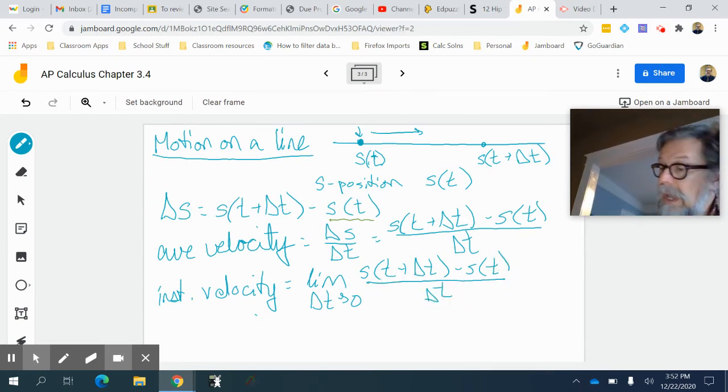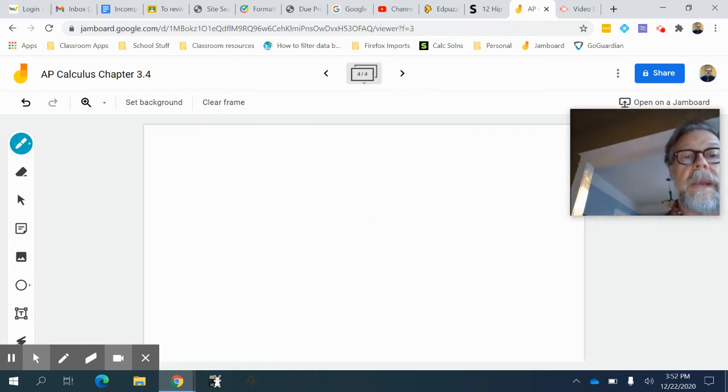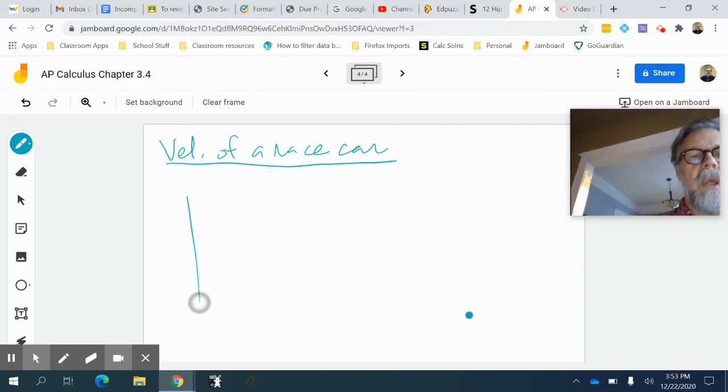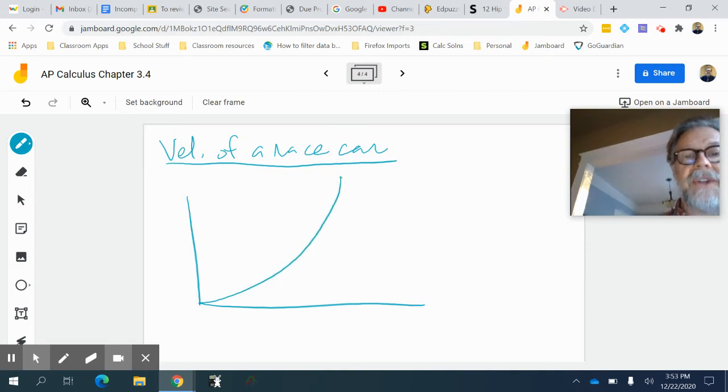So, let's look at a quick example. This is a graphical example, velocity of a race car. And I'll try to do this fairly quickly. We've got some graph that shows how fast a race car is going. Here's some point P at time T. Well, let's say that's at time 2. We've got some other point Q at time 5.